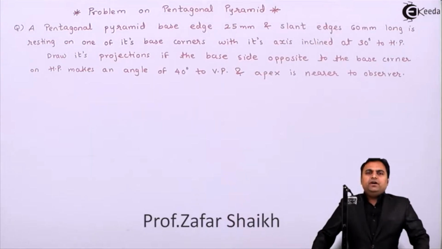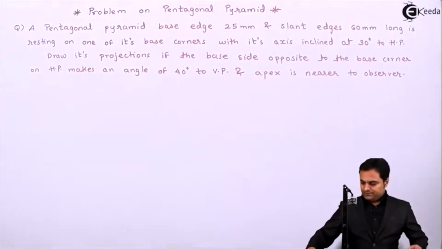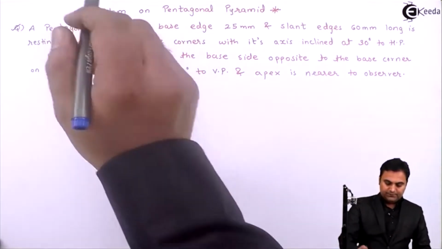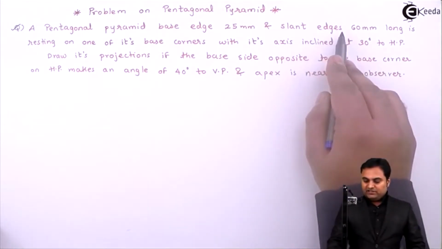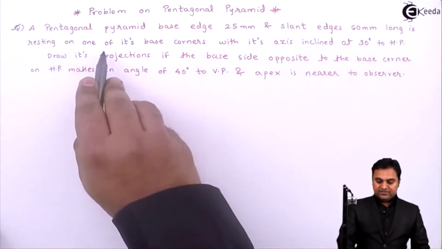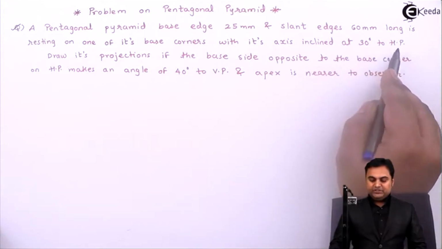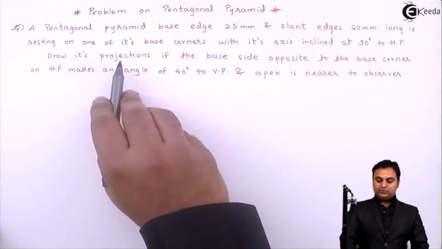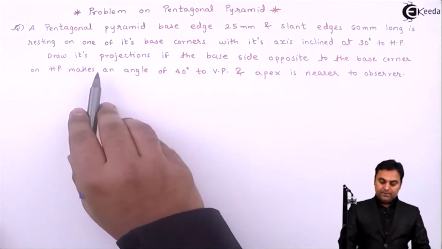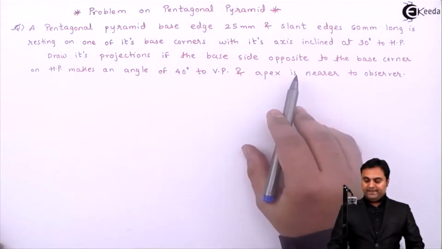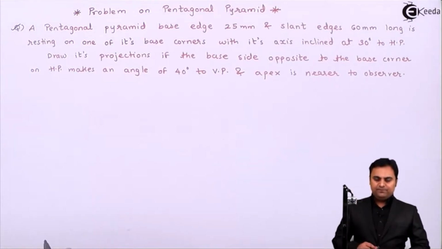In this video, we are going to see a problem on pentagonal pyramid. And for that, here we have a question. A pentagonal pyramid, base edge 25 mm and slant edges 60 mm long, is resting on one of its base corners with its axis inclined at 30° to HP. Draw its projections if the base side opposite to that base corner on HP makes an angle of 40° to VP and apex is nearer to observer. These conditions I'll explain in the problem itself.